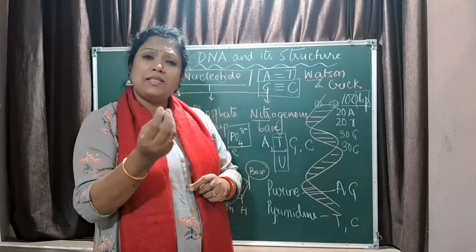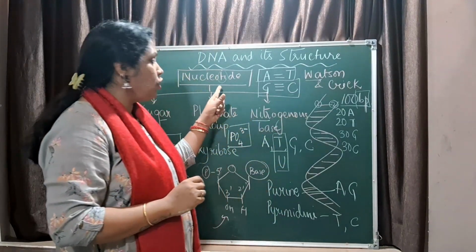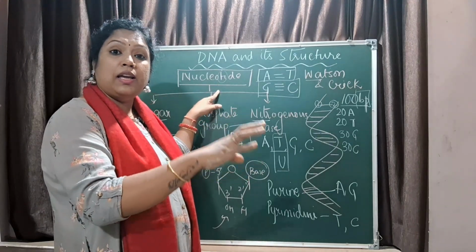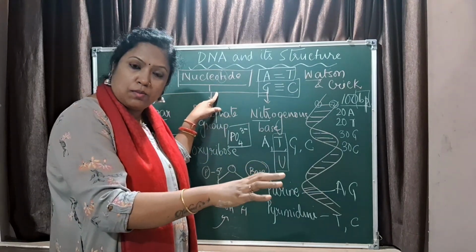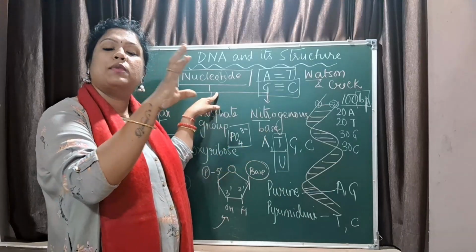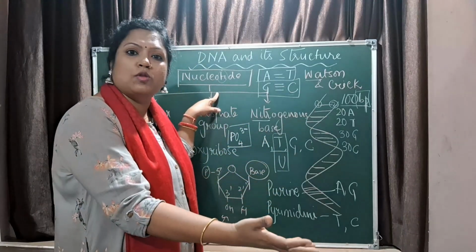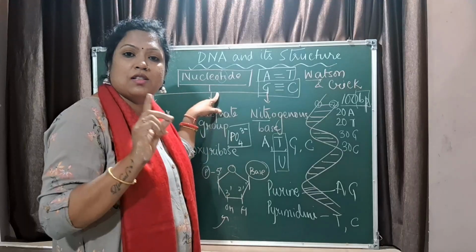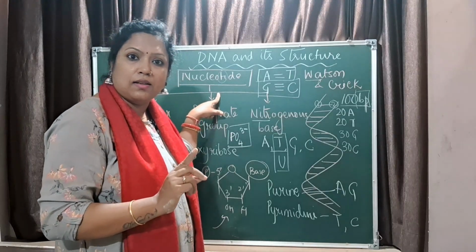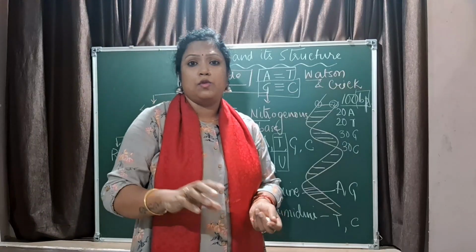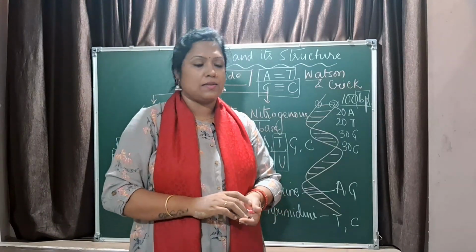So the basic unit of DNA is nucleotide. Nucleotides will form DNA. DNA will form a nucleosome. Nucleosomes will form the chromatin fiber, and chromatin fiber will form the chromosome, arranged in logical sequence. Is that clear? So this is all about the DNA and its structure. Let's move to the next topic, that is genetics.